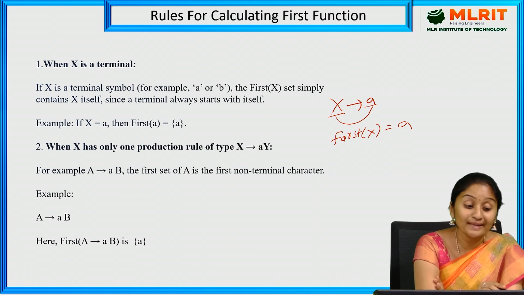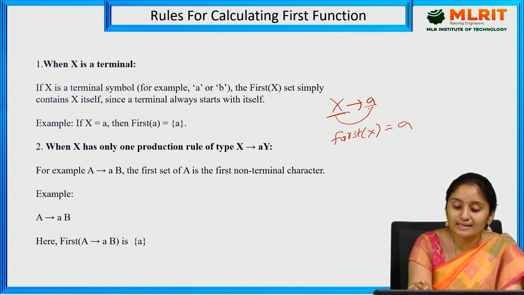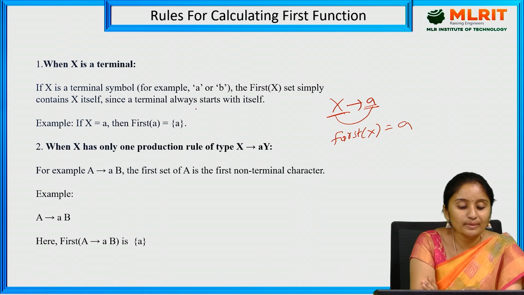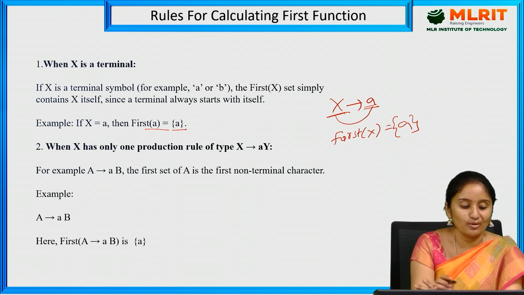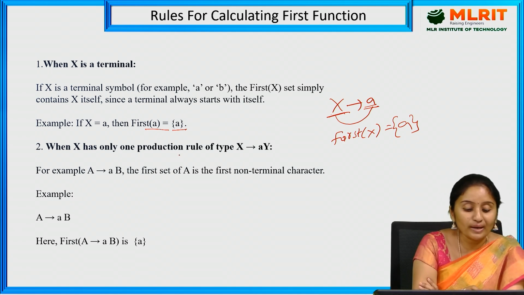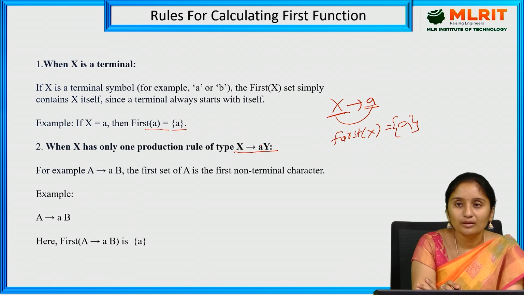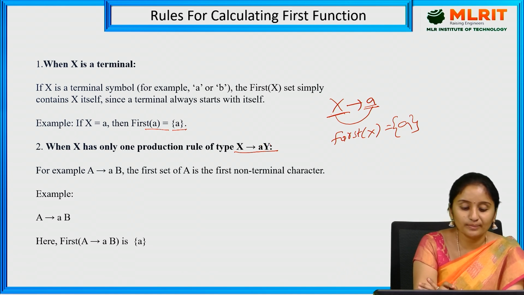If x is a terminal, then the first set is simply itself, since a terminal always starts with itself. If x equals a, first of a will be a. We are going to write it in curly brackets, to represent it in set form. Next, when x has only one production rule, it is a combination of terminals and non-terminals.